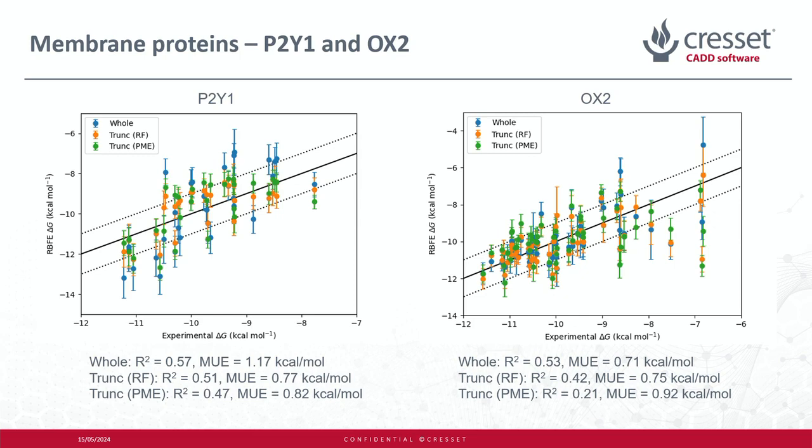And then for OX2, again, overall, the results look pretty good, although in the whole protein and the truncated benchmarks, there are some fairly big outliers that I don't think we fully understand yet. But overall, the results look good, with an MUE of less than 1 kcal per mole and a reasonable R squared value, although it's a bit lower for this case here.